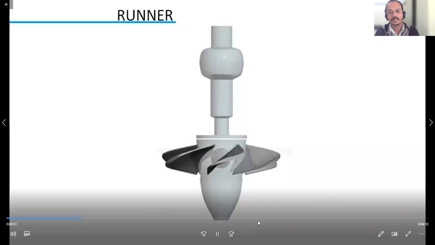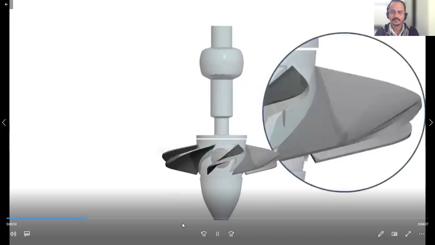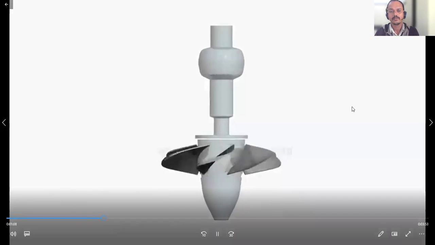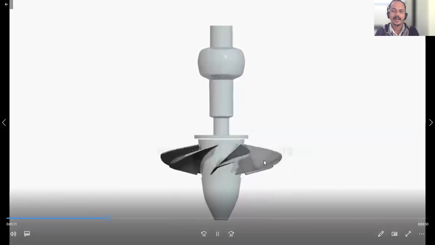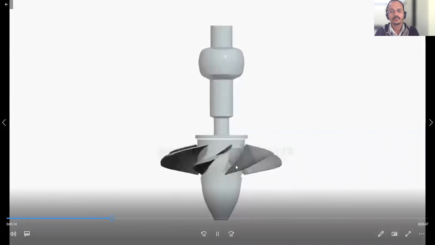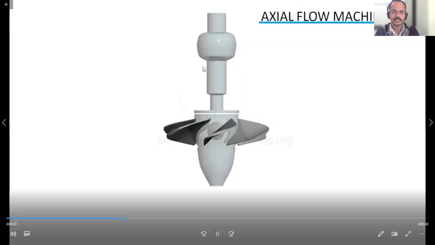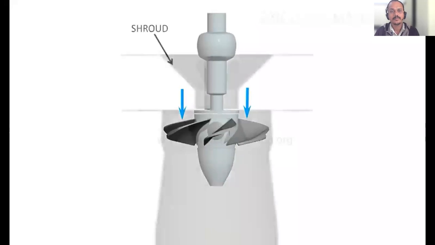This is a very important component, that is the runner. And these are the vanes. If you observe here, the water glides or slides over these vanes. When it slides over these vanes, it applies force on the vanes, and as the vanes are connected to the hub, the hub starts rotating. This hub is connected to the generator. This is the flow, which is parallel to the axis of the turbine. So these turbines are axial flow turbines.